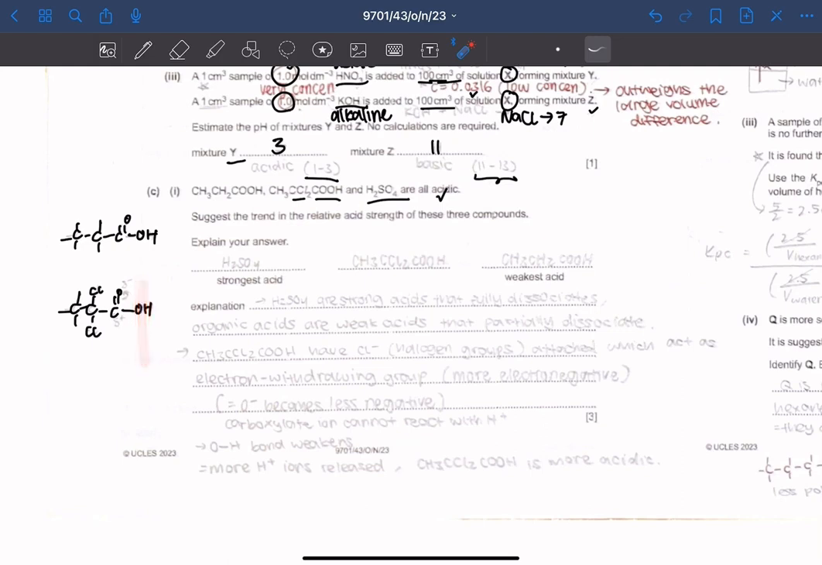More H+ ions are released, and CH3CCl2COOH is more acidic. And for this compound, CH3CH2COOH, there's no Cl or halogen groups that could act as electron withdrawing groups, so that the OH bond can weaken and the H+ ions can be released. So it is the weakest acid here.